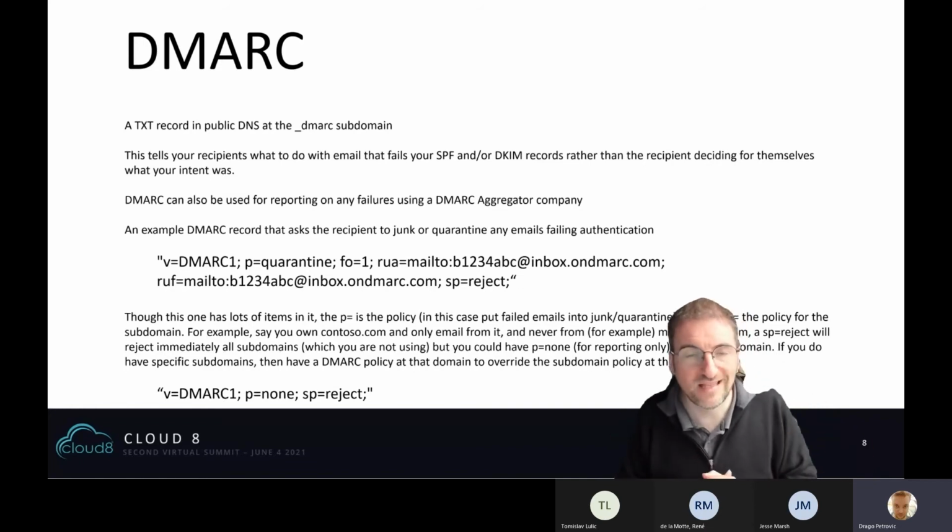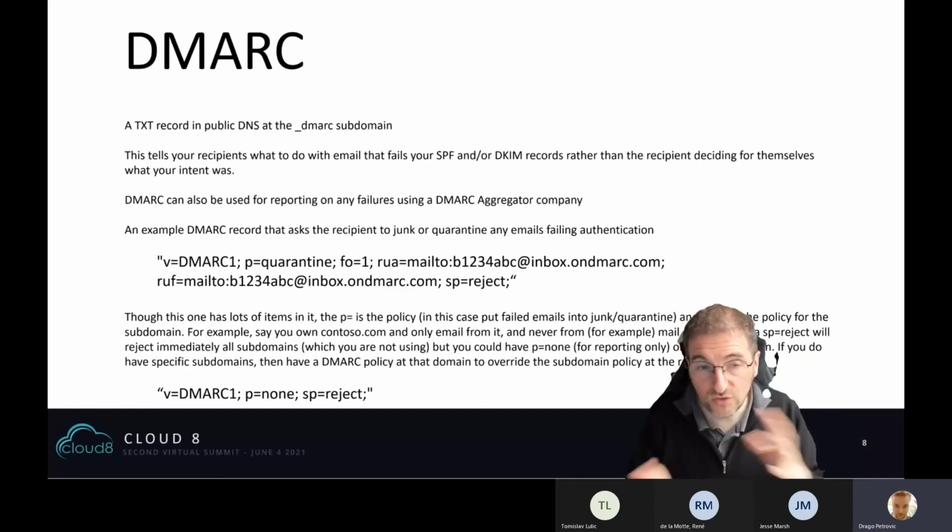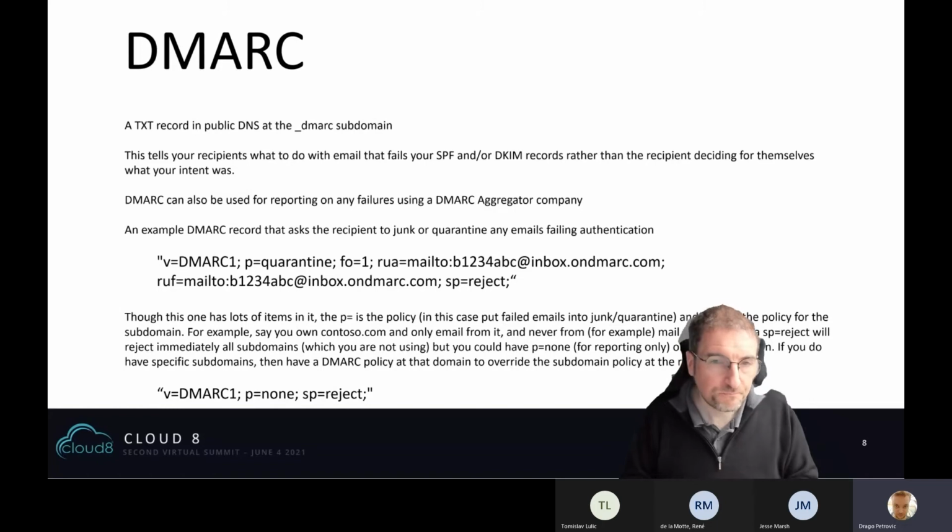In Exchange Online, that's a distinct difference. Quarantine is held up in the cloud, junk mail is in the mailbox. So you could choose where to put it. And we've got things like RUA and RUF here, and they send reports to a mailbox, in this case managed by a company called OnDMARC, and there are other providers as well. Another interesting one at the end of this is the SP policy, the subdomain policy.